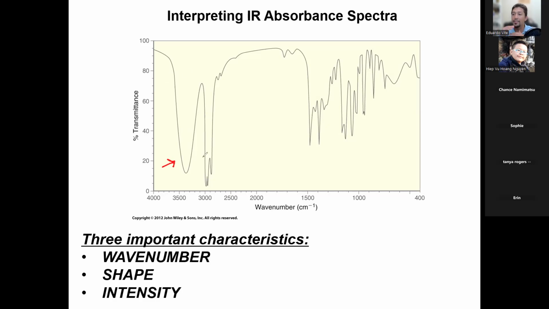Is it all the way at 0%? That's very strong. It's strong because it has a high absorption, a low transmittance, right? So you need to be able to look at this. When you're looking at a spectra, keep these three things in mind. This is what you're looking for. Any questions about this?